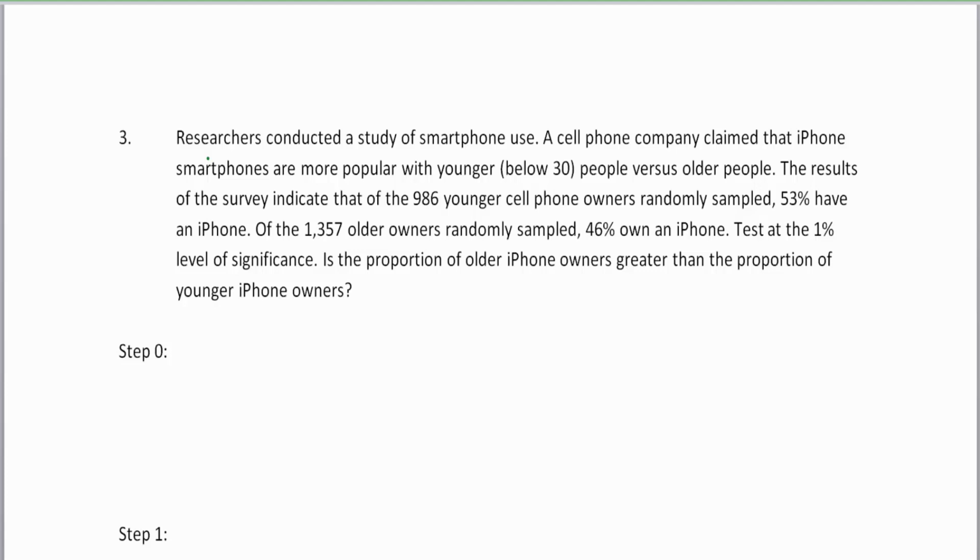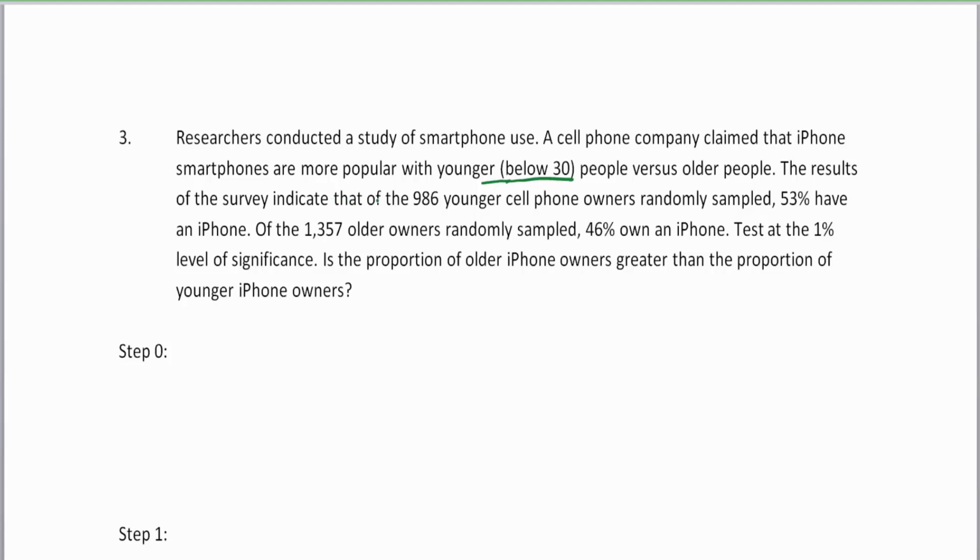So I just literally took their data and their sample sizes, and I'm going to see if the article is right in saying that. Because if they run the data and they find out it's not statistically significant, then that should be the headline. That, well, I guess it's a wash between iPhone users of older and younger people. So again, this is 2020 information, so it could change as things go on, but here we go. There's a cell phone company claim that iPhone smartphones are more popular with younger, below 30 people versus older people. So we'll work with a young group under 30, and then older people would be 30 and above.